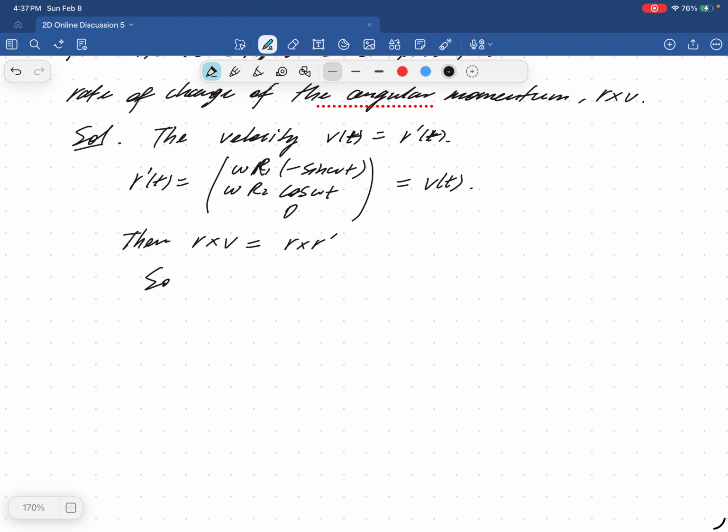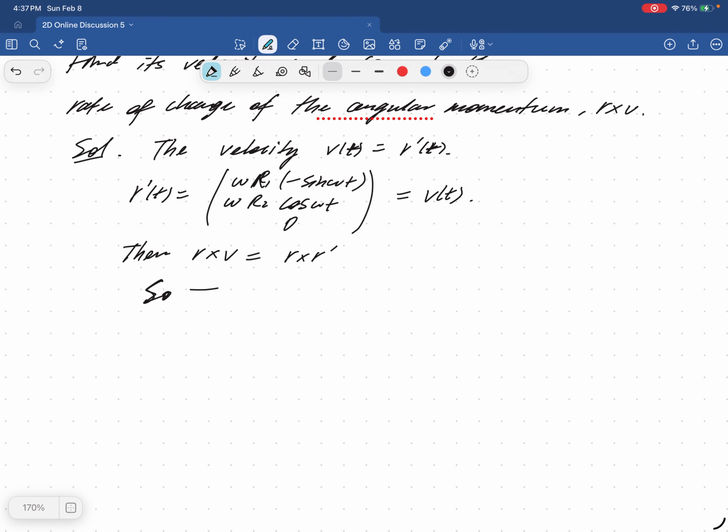So the rate of change of the angular momentum is just d/dt of r cross r prime. And by the product rule, this is r prime cross r prime plus r cross r double prime. And notice that r prime cross r prime is going to be 0, because any vector crossed with itself is 0. So this is just equal to r cross r double prime. So now we can compute what r double prime is.